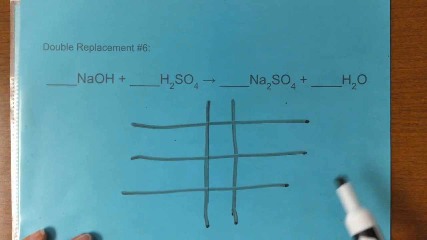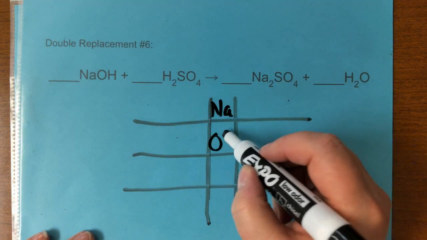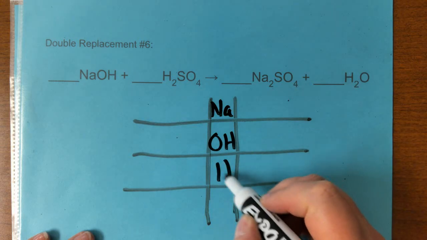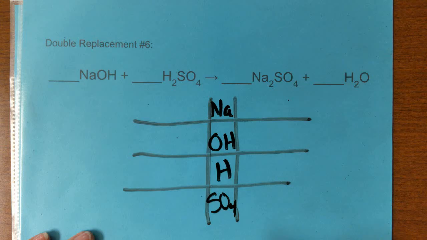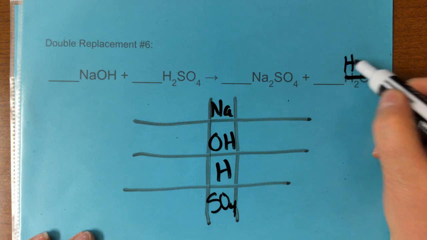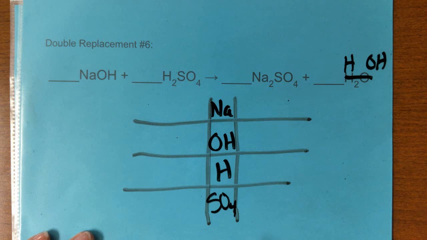All right, we're going to do the same thing here. I've got a sodium ion. I've got a hydroxide ion. I've got a hydrogen ion. And I've got a sulfate ion. That is a hydrogen ion and a hydroxide ion. So we're going to keep those. We're going to separate those out.